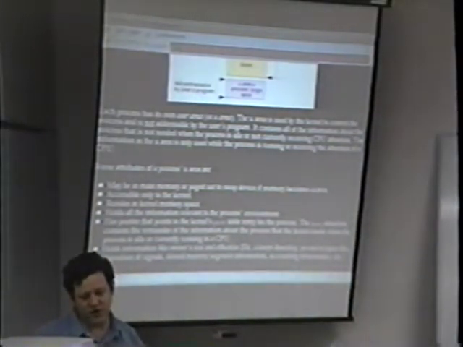It's accessible only to the kernel, and it resides in the kernel memory space. It resides in the kernel heap. And that's why I don't think it's going to get paged out to the swap device. But again, I'm not positive. And it holds all information relevant to the process environment.